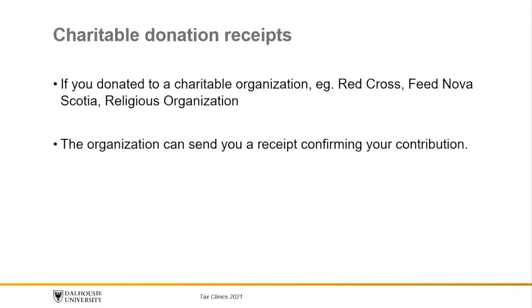You may have donated to a charitable organization like the Red Cross or Feed Nova Scotia or a religious organization, and that organization issued you a receipt confirming your contribution. This is known as a charitable donation receipt, and you can enter the amounts on that receipt into your tax return. Again, this receipt is only for those who donated to charitable organizations.